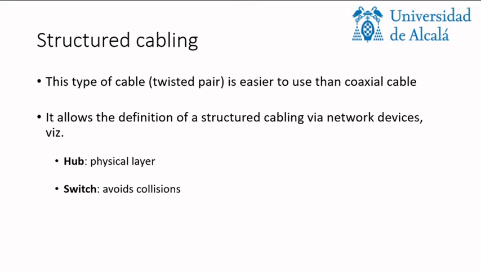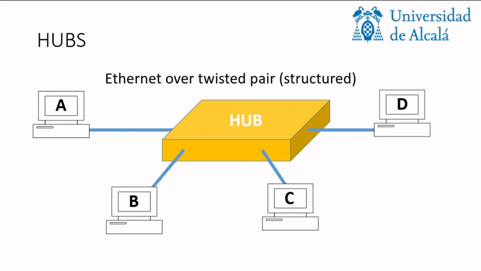While the switch could be thought of as an extended version of the hub, an enhanced version of the hub, which avoids collisions. So let's see how, thanks to this twisted pair cabling, we can use hubs and switches and how they work. First of all, we have hubs. In this case, we have a hub with 4 hosts connected, and we have Ethernet over twisted pair in a structured way because we have 4 cables connected to the hub.